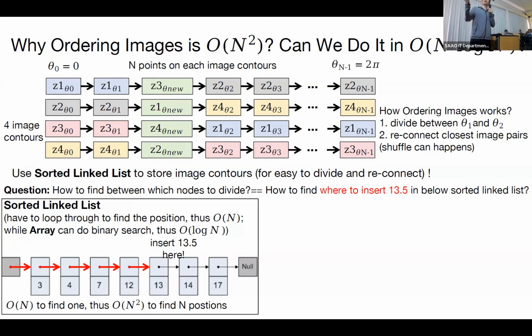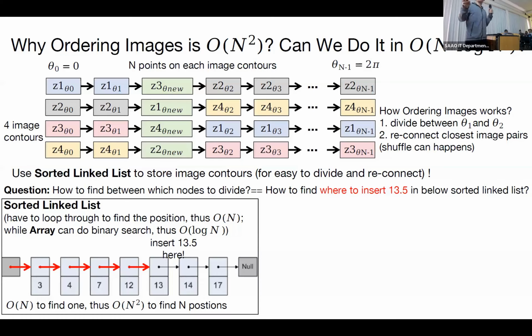to divide and reconnect. But that leads to another question: how to find between which nodes or which pointers we do the division. That's equivalent to the question of how to find where to insert 13.5 in this sorted linked list below. So we need to look through the linked list to compare. We found that 3 is smaller than 13.5, then we go to the next node, and 4 is smaller, then we go to the next one, until we find 14 is larger, then we know that we insert it between these 2 nodes. And as it's O(n) to find 1, it's O(n squared) to find n positions. That's why all the images is an O(n squared) algorithm.